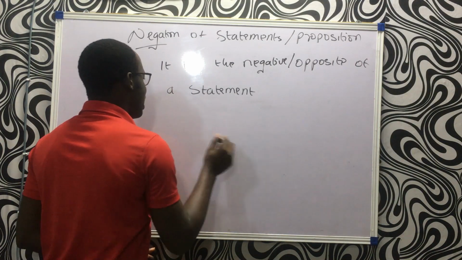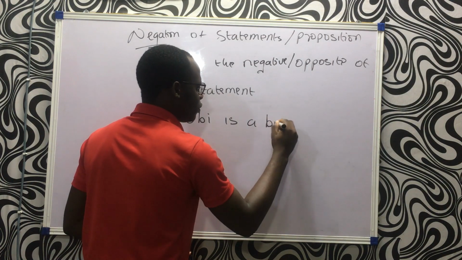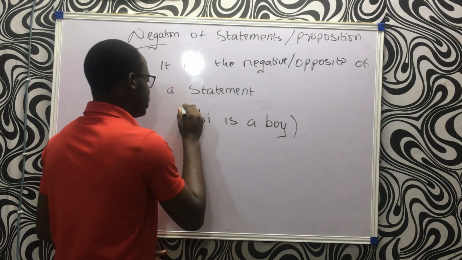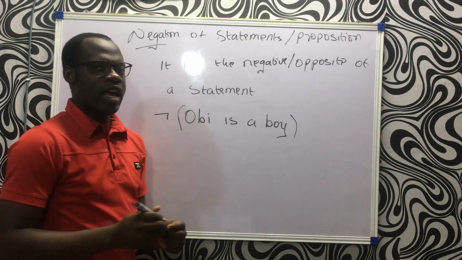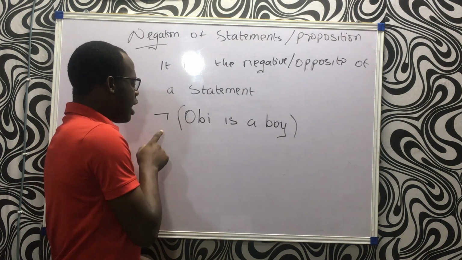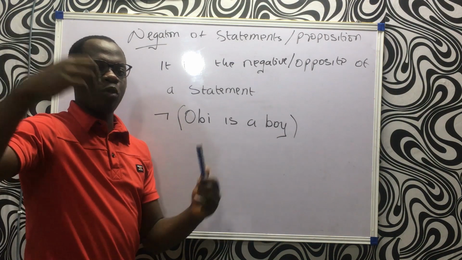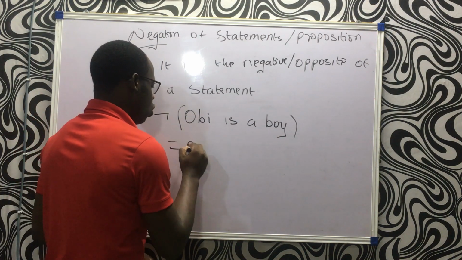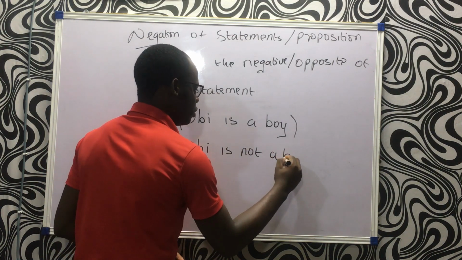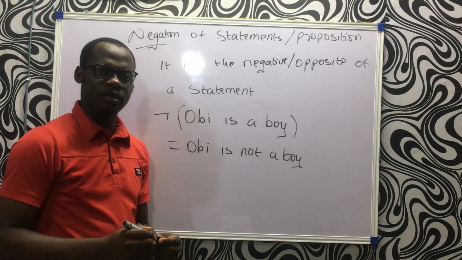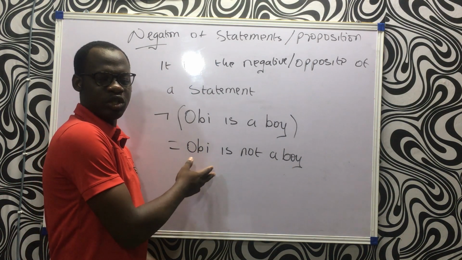Now, in a case where we have Obi is a boy in brackets, and you see this symbol, it means get the negation of this statement, which definitely is the opposite. So your answer becomes Obi is not a boy.